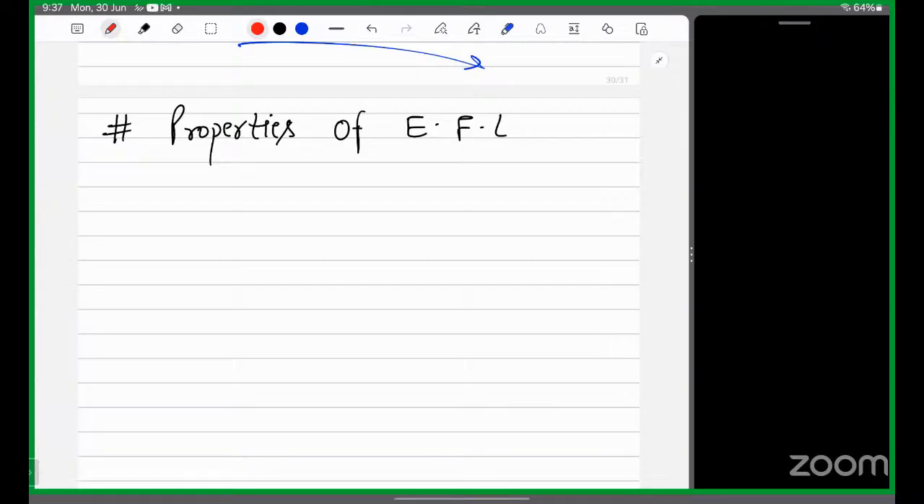While in case of magnetic field lines, they will start from north pole, go to the south pole, and then inside the magnet, they will come from south to north again, so they will form closed loop. But electric field lines do not form closed loop.